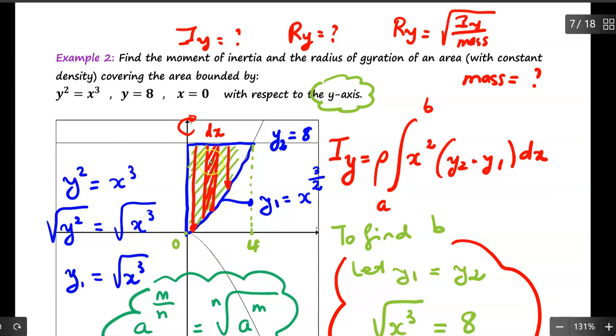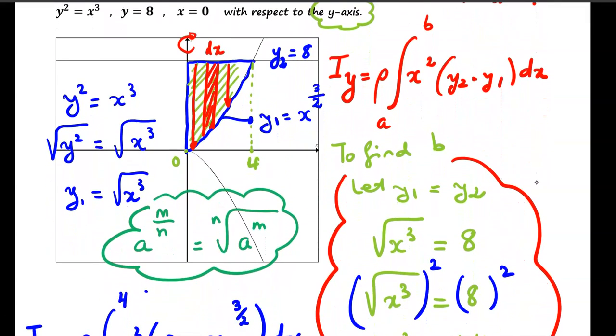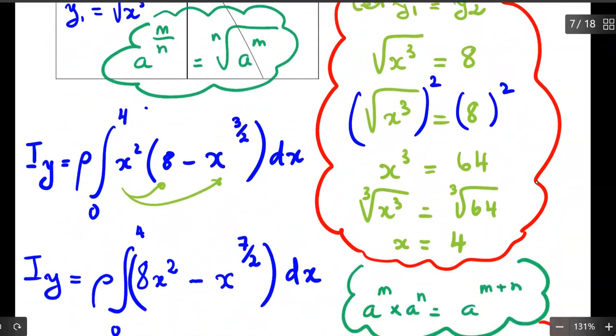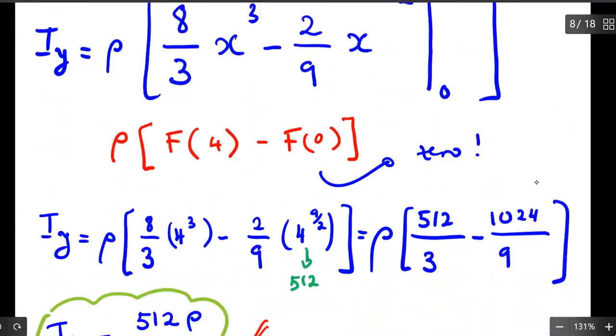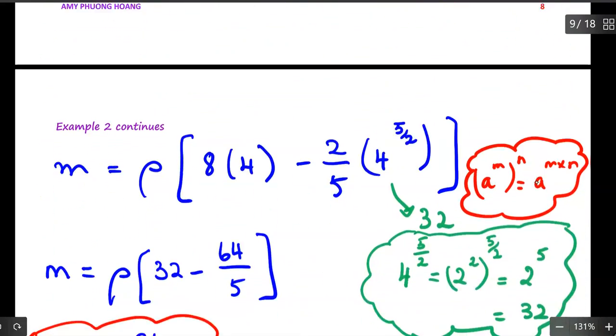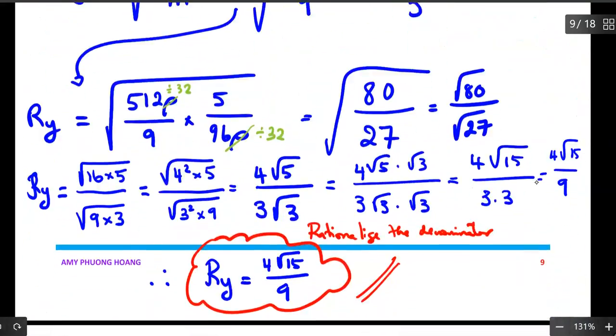So for this particular area, the moment of inertia will be equal to 512 times the density divided by 9, and then Ry will be found as 4 times root 15 over 9. In this case you don't have any more rho because the rho cancels out. Alright, so this one question takes a while to work with. There are a few formulas to work with, and a lot of algebra involved in terms of the radical and the exponent.